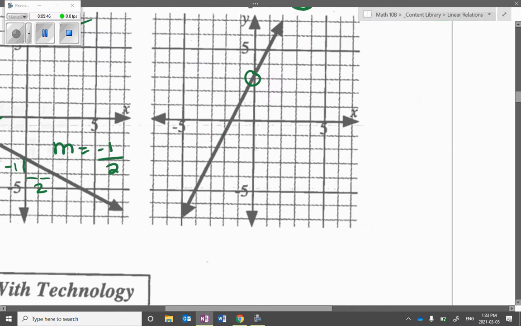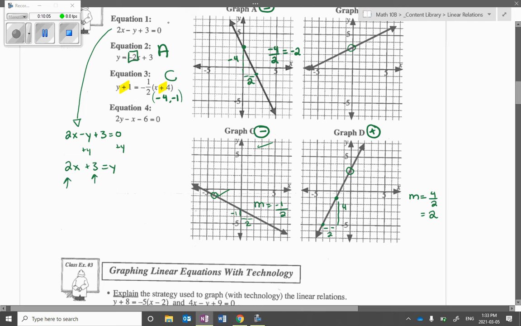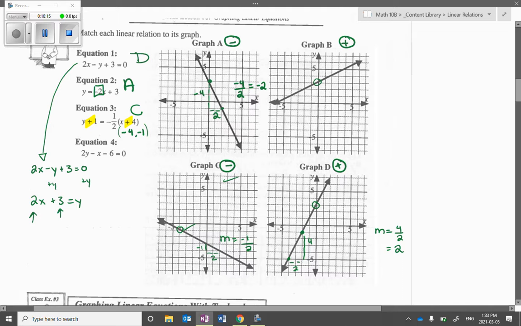Let's count to make sure we have a slope of 2 here. So pick 2 points that are legitimate points. So if I count here and here, I'm going to run 2, rise 1, 2, 3, 4. I'll do it over here. So 4 over 2 divides to give us 2. So that means equation 1 is represented on graph D. Equation 4, therefore, has to be graph B.